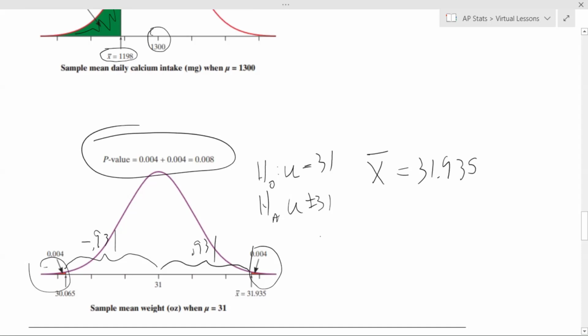And again, if we stated this as a conditional probability, the p-value is the probability that x bar is not equal to 31.935, given that mu is equal to 31. Okay? So that's it for this section. We're going to continue on in the next video to wrap it up and talk about making some conclusions.